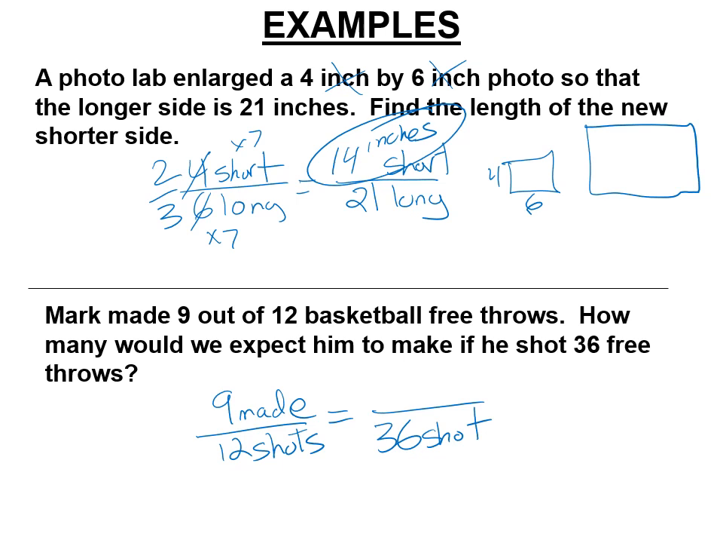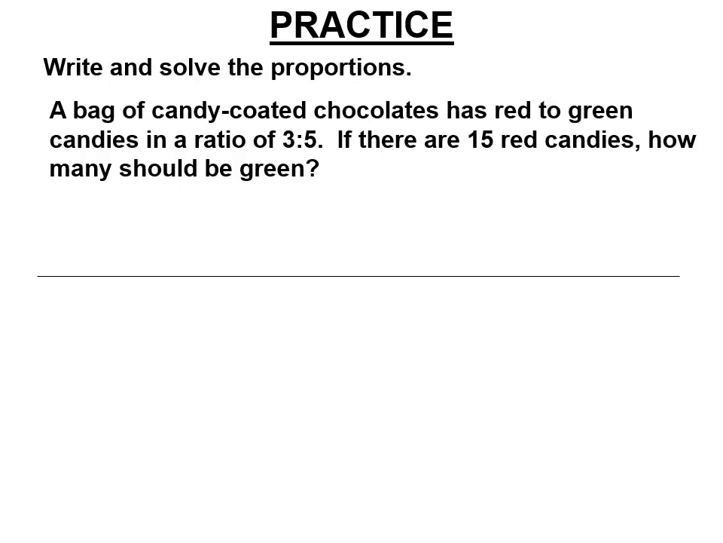And that's what's going to happen to some people in the test. We're trying to find out how many he made if he took 36, what we'd expect at least. Well, 12 times 3 is 36, 9 times 3. Out of 36, we would expect him to make 27. All right, let's practice.